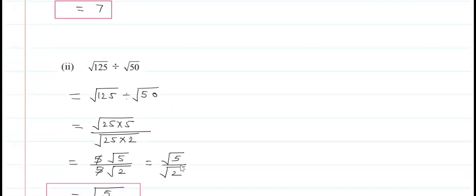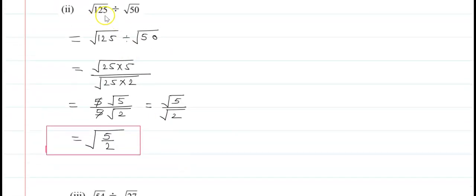Now next question. Here is root of 125 upon root of 50. Root of 125 can be written as root of 25 into 5, and root of 50 can be written as root of 25 into 2. What is the root of 25? It is 5, and in the denominator root of 25 is again 5. 5 upon 5 gets cancelled. Then you will get root of 5 divided by root of 2, which can be written under the same radical sign as root of 5 upon 2. And this is the simplified form.